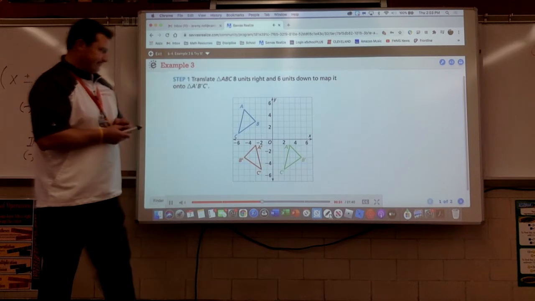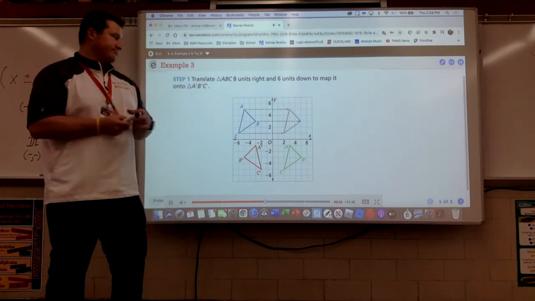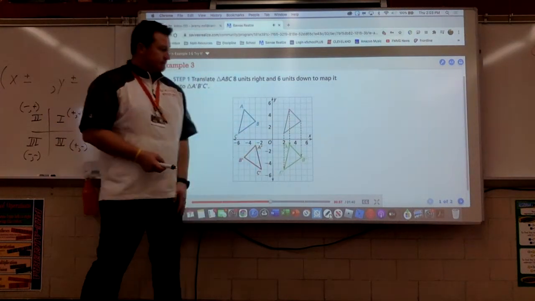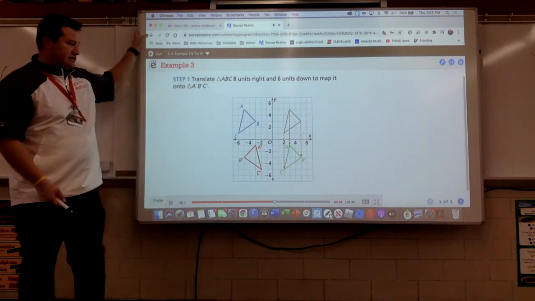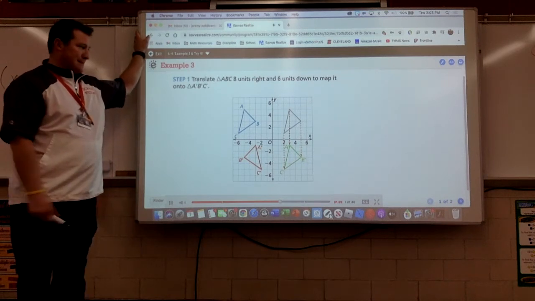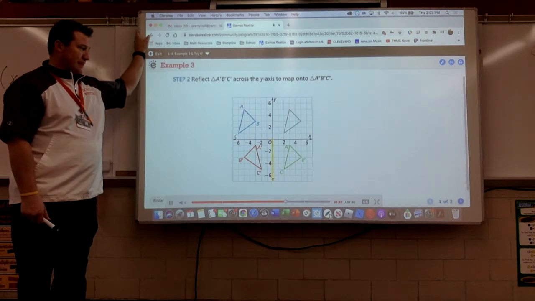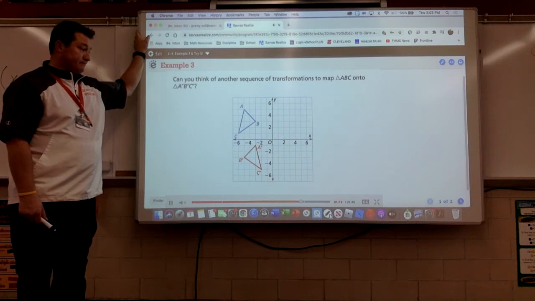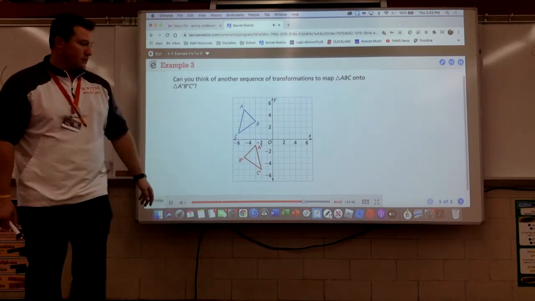To begin, translate triangle ABC 8 units to the right, and then 6 units down. This maps it to the intermediate image, triangle A prime, B prime, C prime. Then reflect the triangle across the y-axis to map it onto triangle A double prime, B double prime, C double prime. Can you think of another sequence of transformations to map the blue triangle onto the orange triangle?